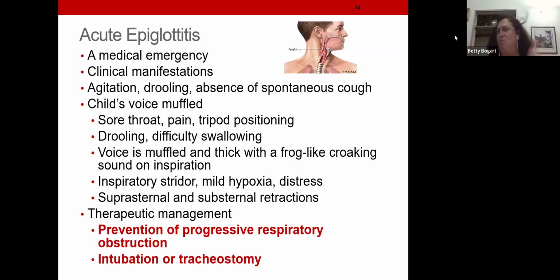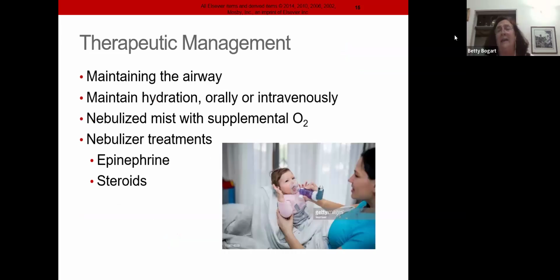This child is restless, can't sit still, and is scared. So how do we take care of it? Well, I'm first going to calm the child down. If you calm a child down, you can slow down this process of not breathing. So do that. Start an IV. So that's hydration.